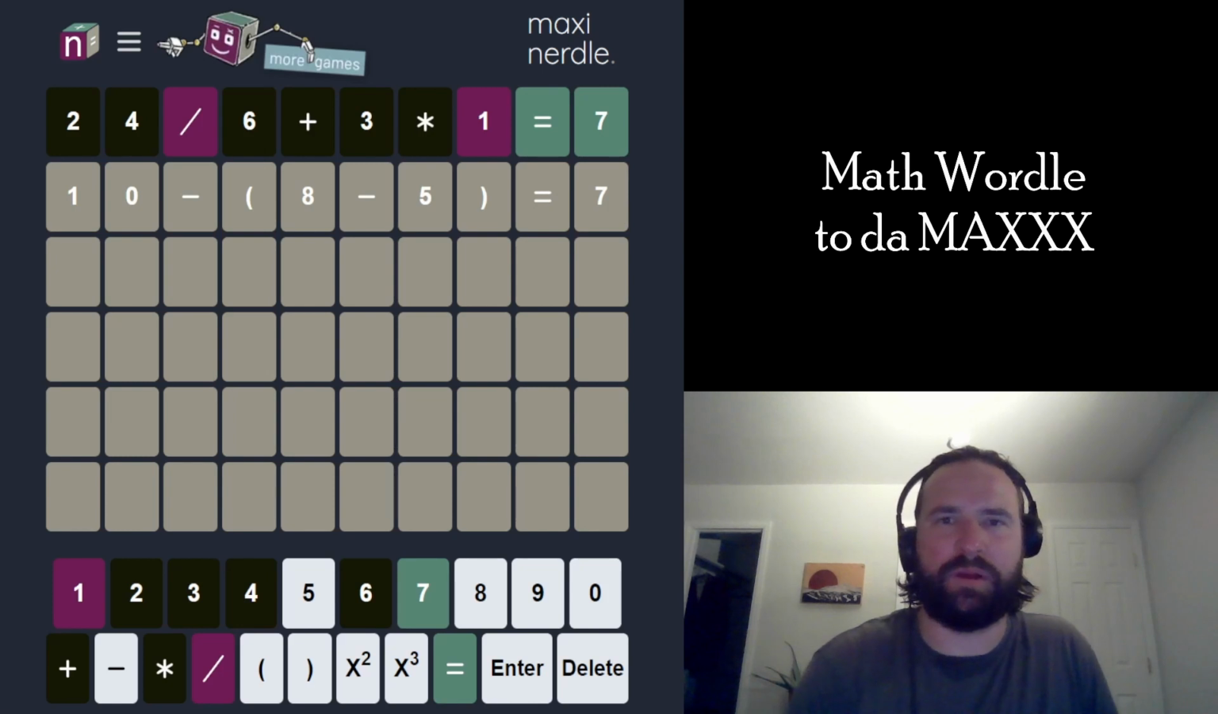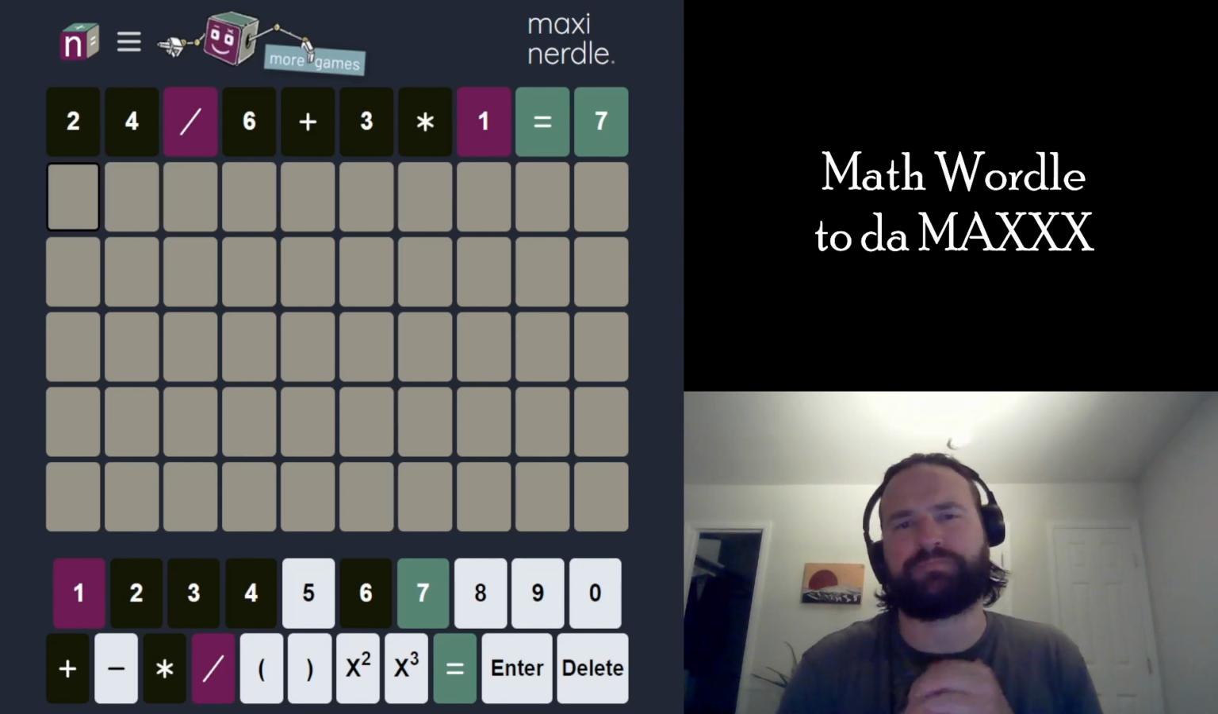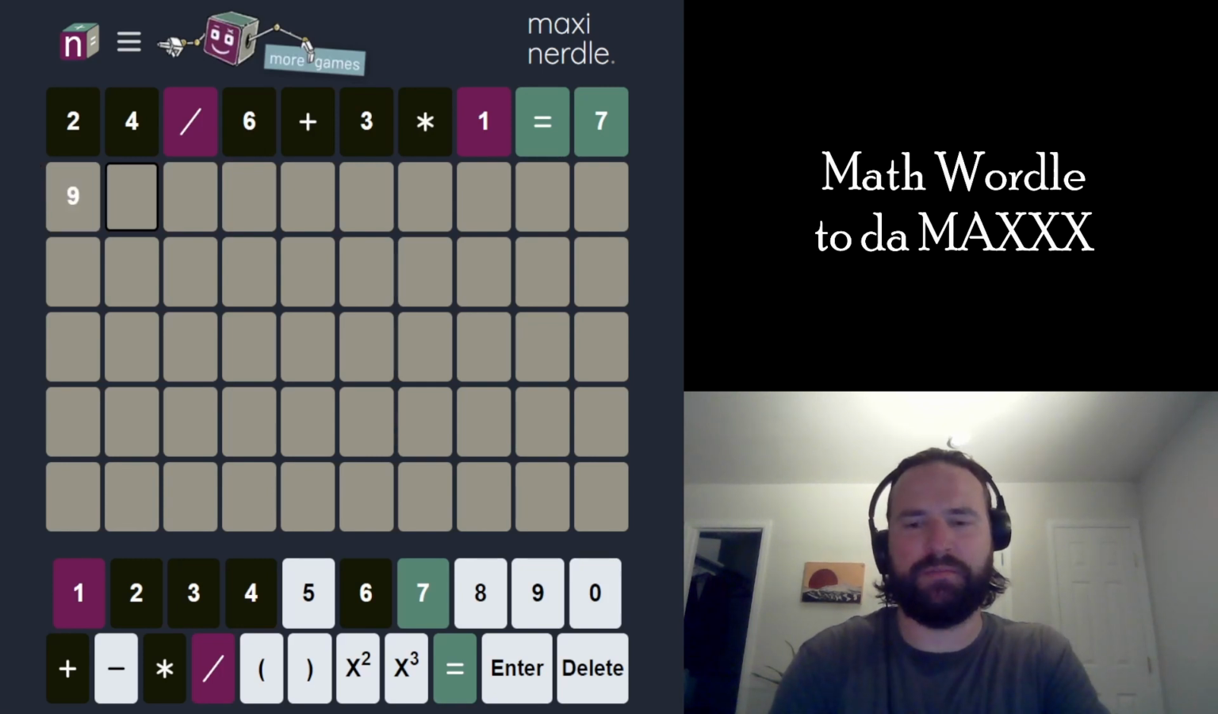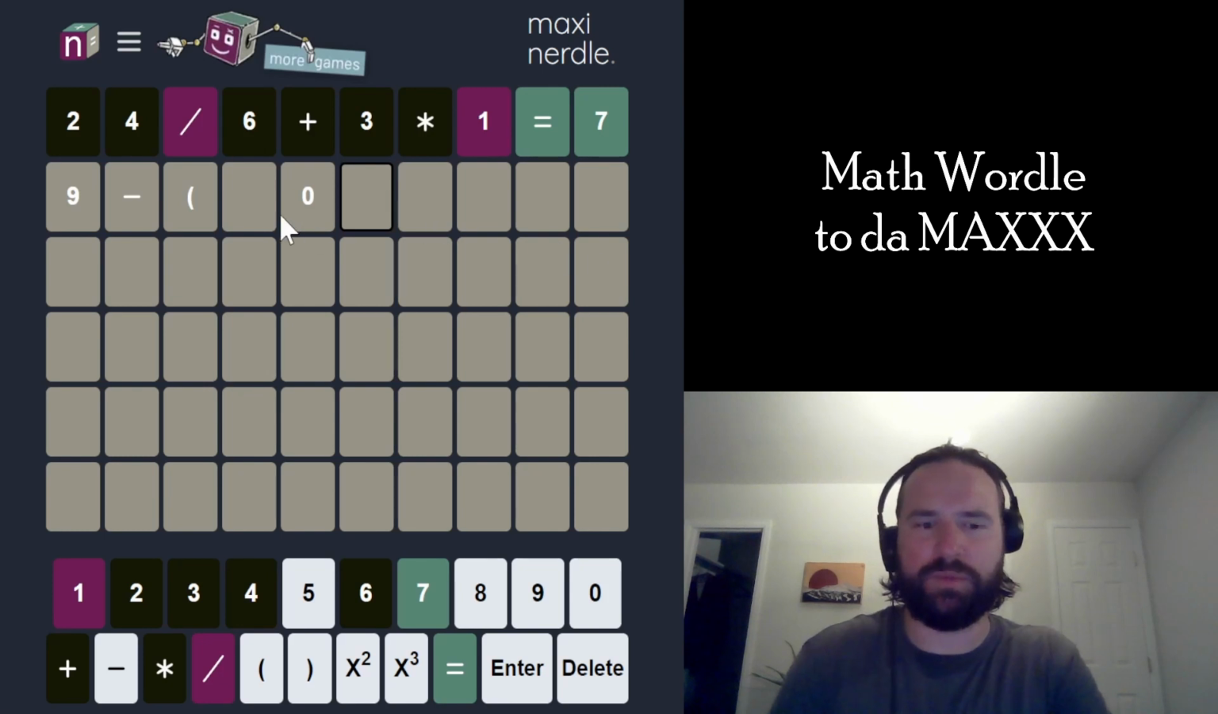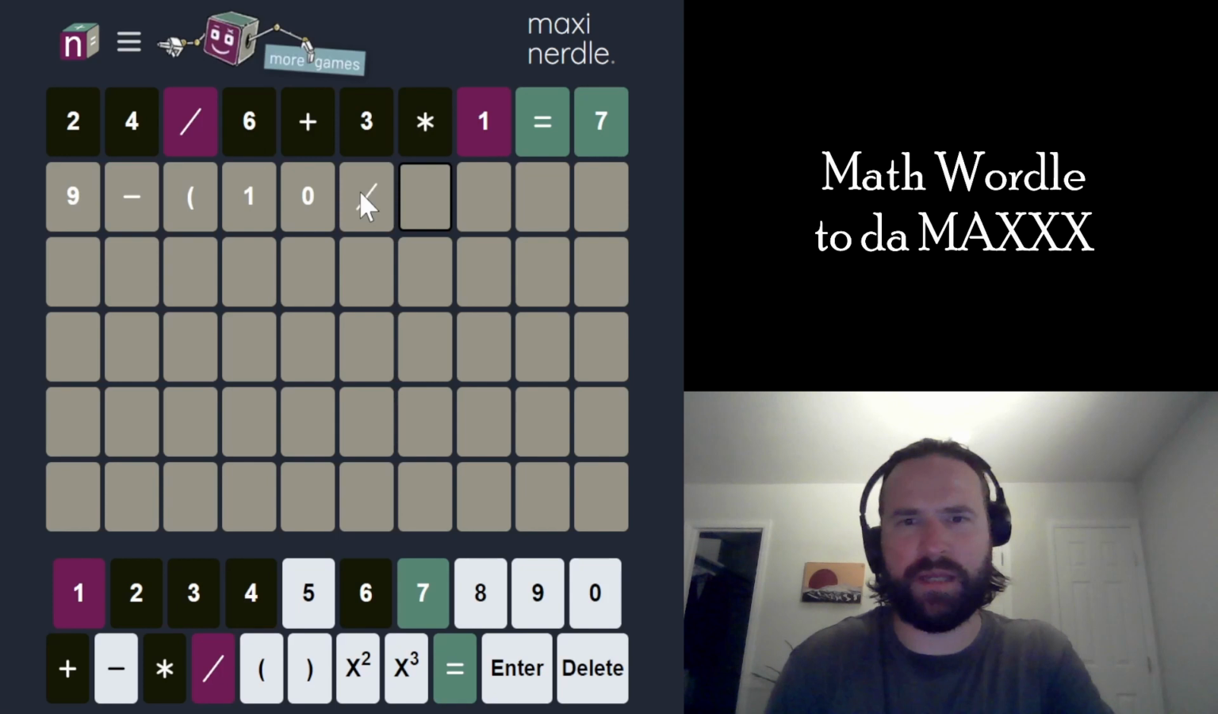I don't really know what I'm thinking about here. Not a whole lot happening in my brain, I don't think. If I did 9 minus, this might make a little more sense. Then I could do 10. Why did the 1 disappear? I saw that there was a 1 there and it disappeared. I don't appreciate that. 10 divided by 5. And that equals 7. I think this actually could be it.